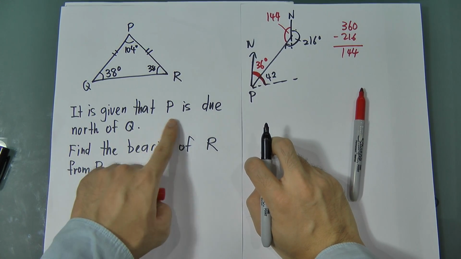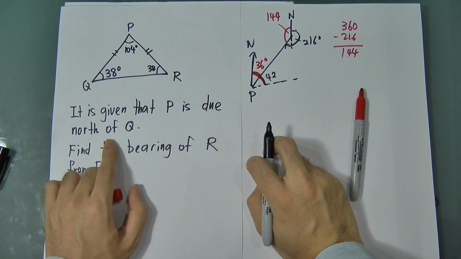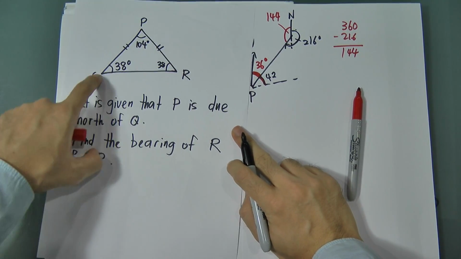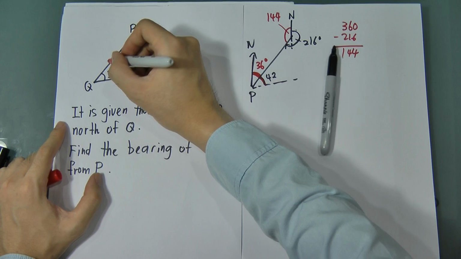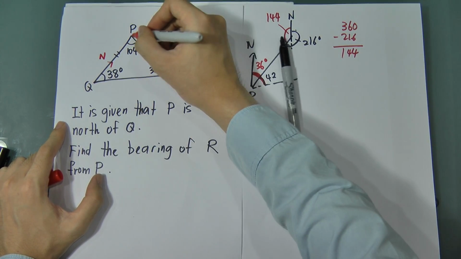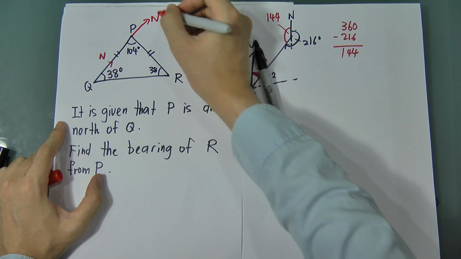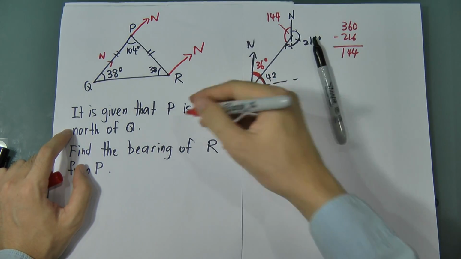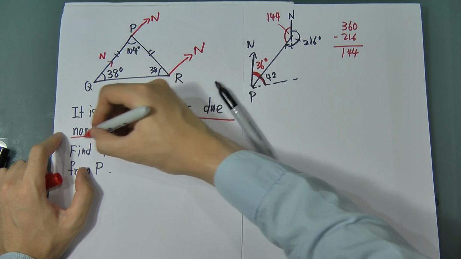It is given that P is due north of Q. So P is located north of Q. So from here I know here is north. I'm going to draw the north by myself. This is north, so this one will be north, because of this sentence: P is due north of Q.